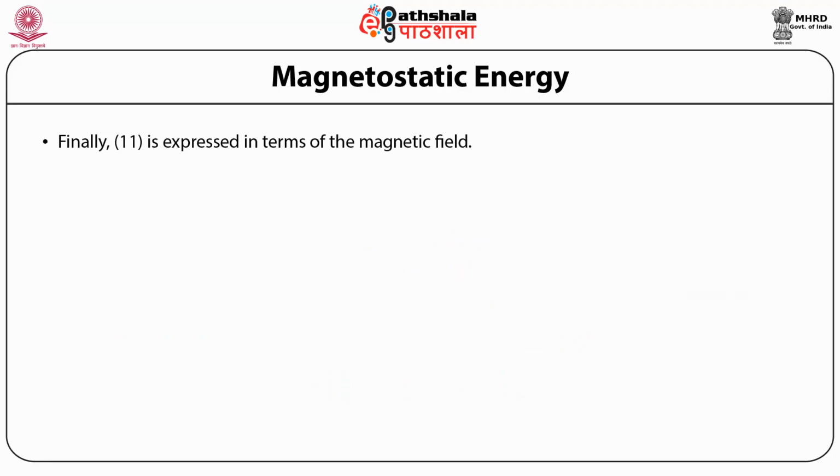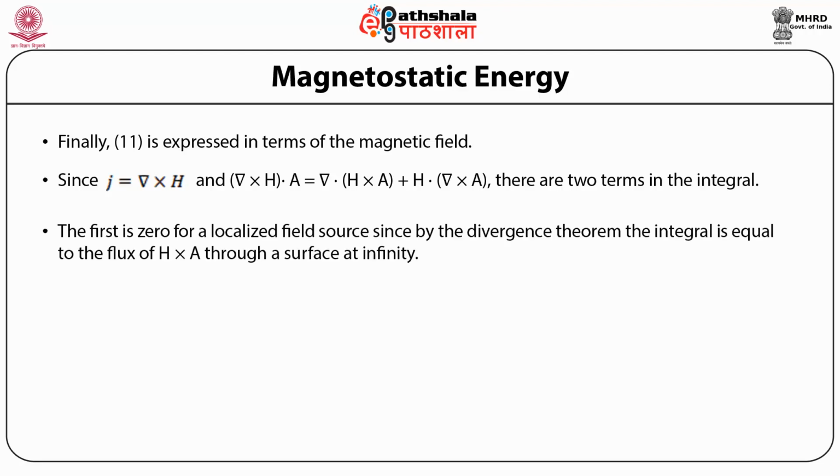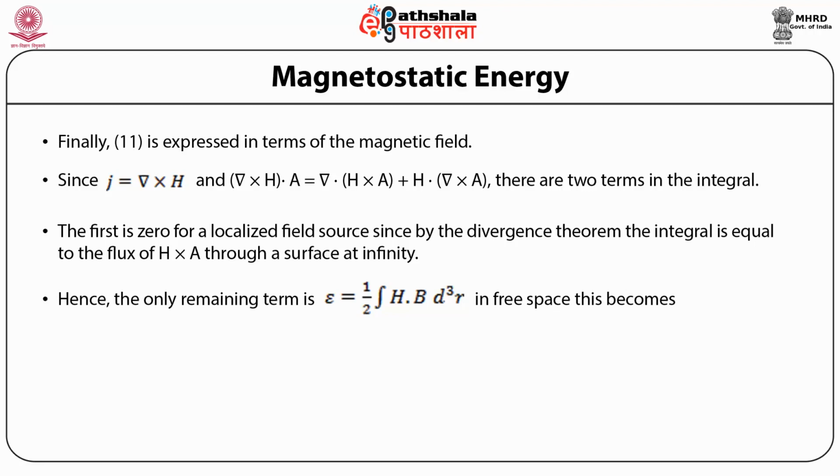Finally, equation 11 is expressed in terms of the magnetic field. Since J is equal to curl of H, and curl of H dot A is equal to the divergence of H cross A plus H dot curl A, there are two terms in the integral. The first is 0 for a localized field source, since by the divergence theorem the integral is equal to the flux of H cross A through a surface at infinity. Hence, the only remaining term is epsilon, which is equal to half of the integral of H dot B d cubed r.